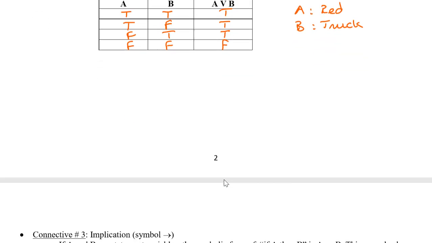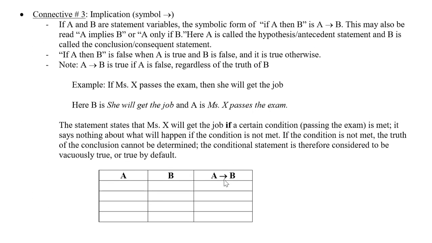Okay, let's see another connective here, which is implication. This is more interesting. We're going to take some time to go over this one. If A and B are statement variables, the symbolic form of A implies B may be read A implies B, as you see. Here A is the hypothesis, and B is the conclusion, okay?